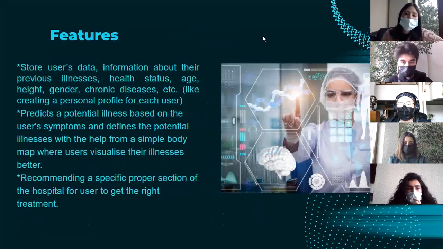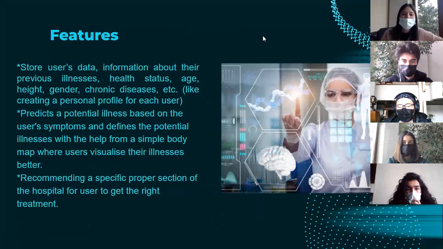So now I'm going to talk about our main features. Firstly, there are three main features. First of all, our program will store users' data, such as information about their previous illnesses, health status, age, height, gender, and chronic diseases, etc. This is to create a personal profile for each user.